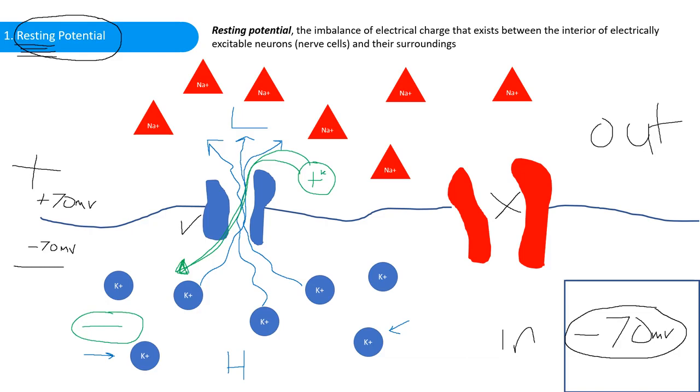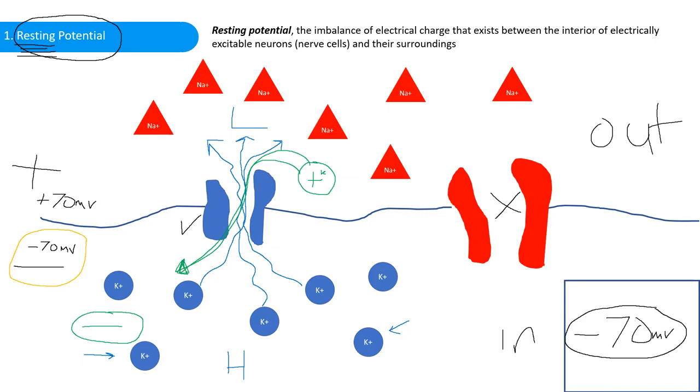So we actually get a bit of a trade-off. Potassium comes out, but it wants to come back in. And that's a major feature in creating this minus 70 millivolts. There's like a tug of war going on that creates this less positivity inside, and that's what creates the resting potential.